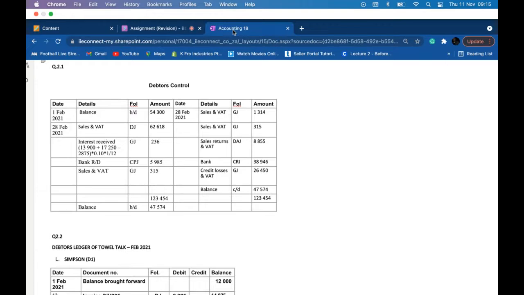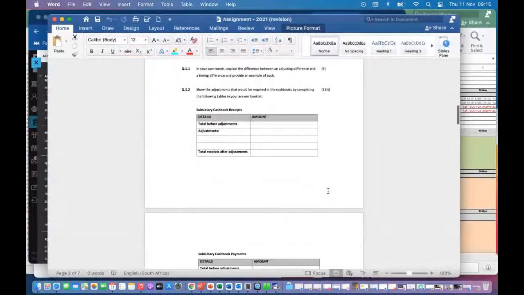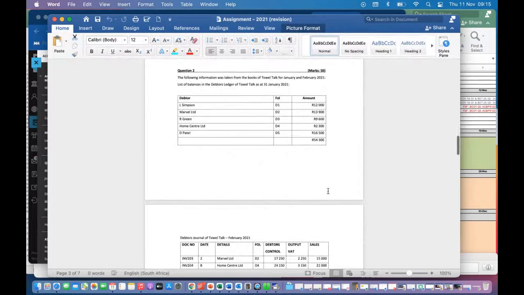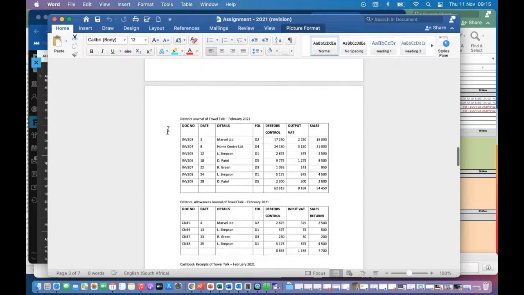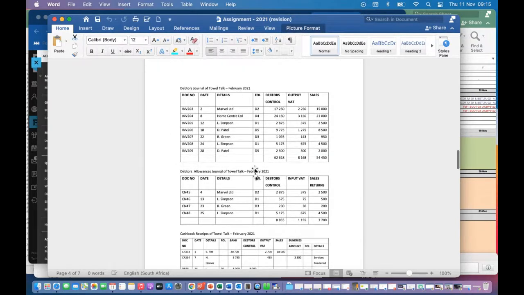Okay? So, in this scenario, they want us to start with opening the debtors control first. They want us to start there. Not a problem. All right, what information do we have? We have last month's debtors list. Okay, January's debtors list. Okay, and maybe let me just show that for the guys online quickly. So on question 2, there's last month's debtors list. Okay, January's debtors list. Okay, and then we have each individual debtor for February.